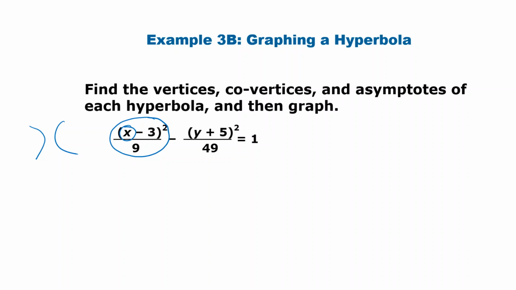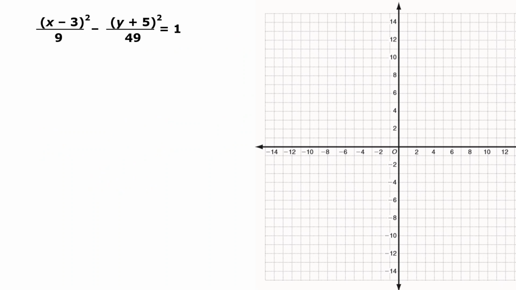All right, I'm not at center 0, 0. I'm actually at center 3, negative 5. So that's important to know too. Let's get started on our graphing now. We remember that our center point is 3, negative 5. We got that from here and here. So let's go ahead and plot that 3, negative 5, and that's right here.